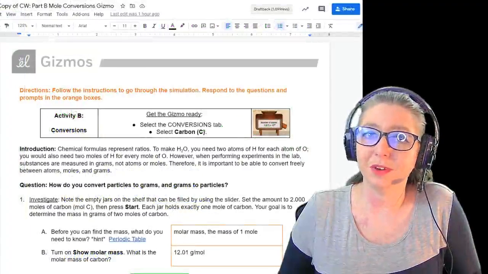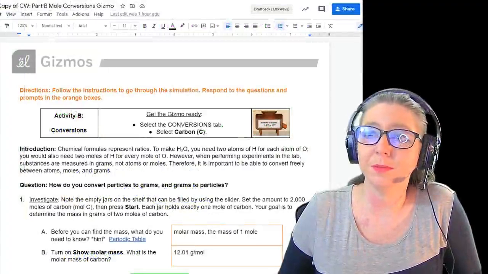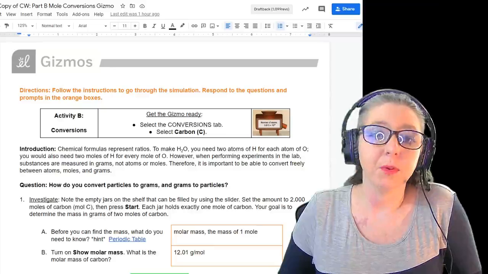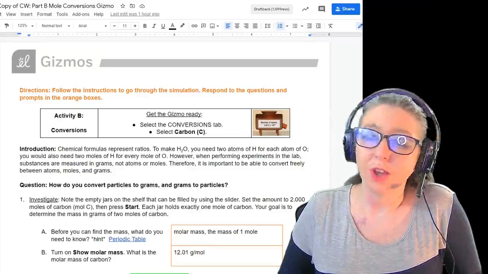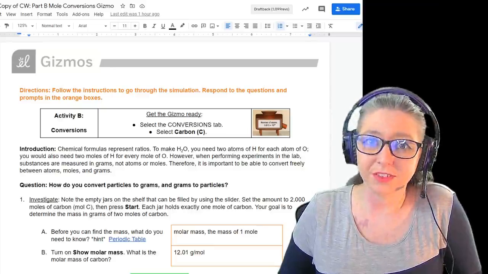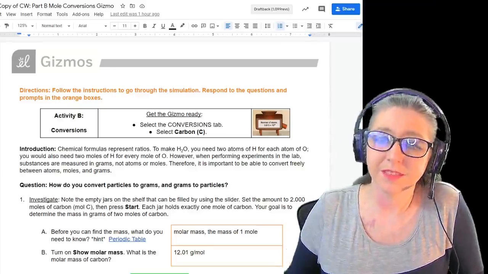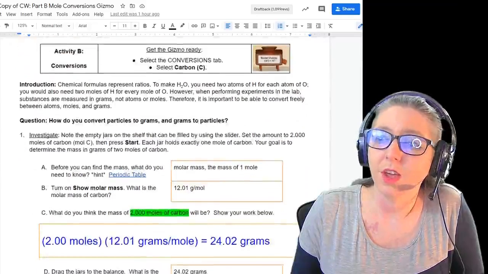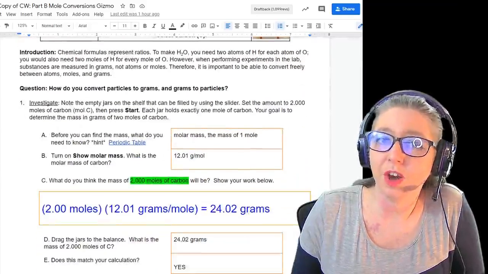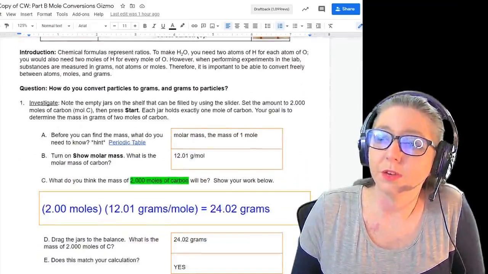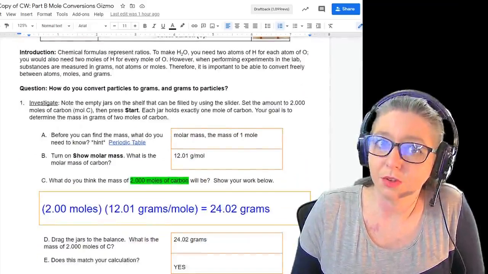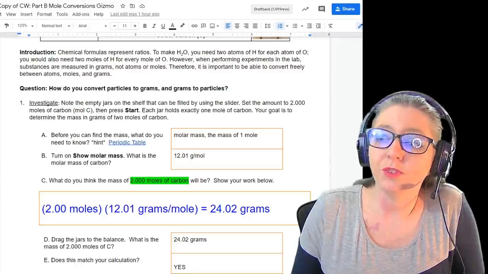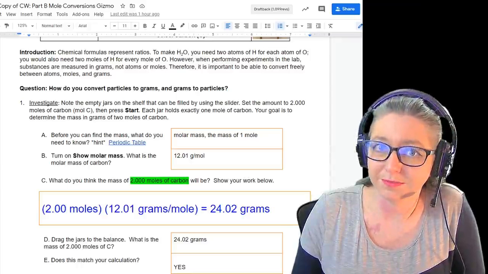After we finished with the warm-up, I asked everyone to please open up their Activity B, Mole Conversions Gizmo worksheet. We started working on this one on Thursday and Friday of last week. On Thursday and Friday, we got through page 1. We started with 2 moles of carbon, and we use the molar mass to convert 2 moles of carbon into 24.02 grams.